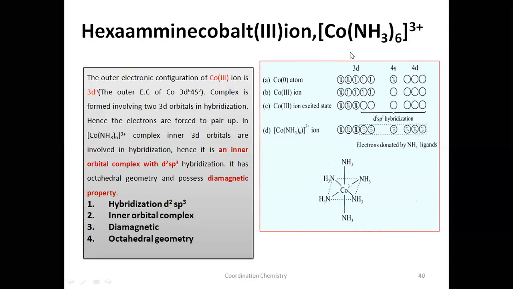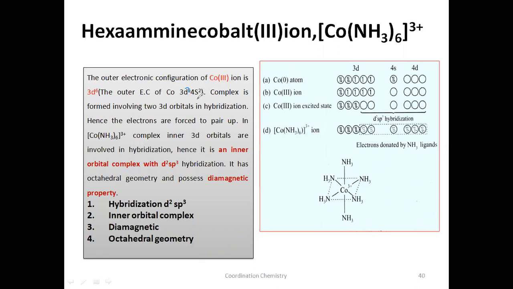Now let us see the electronic configuration first before going to the geometry. First, let us see the normal ground state electronic configuration of cobalt. What is the cobalt atomic number? It is 27. Okay, since atomic number is 27, the electronic configuration is 3d7 4s2. And now what is the oxidation state here on cobalt? +3. So we have to remove 3 electrons from this configuration.